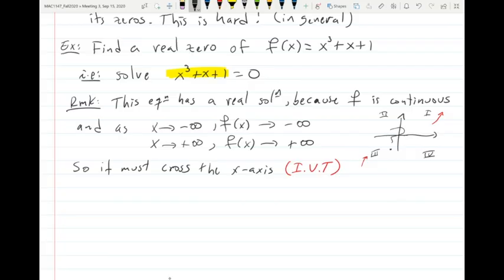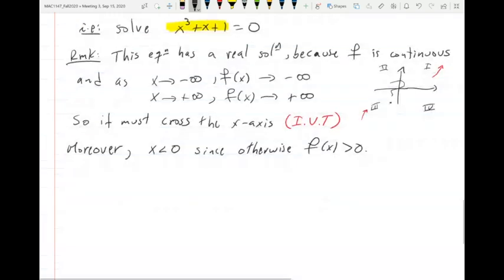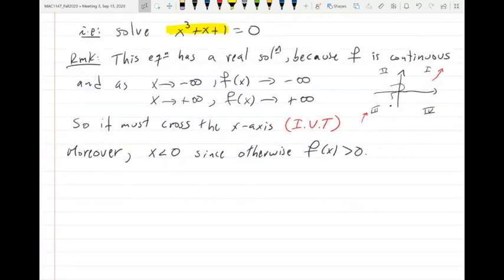Moreover, we know that this is going to happen for a negative number, right? This zero, this x, is going to be negative. Moreover, x will have to be less than zero, since otherwise f of x will be positive, and we're not going to have a zero. All right, so let me pause here. Let me write down the intermediate value theorem, and then we're going to come back to this example.